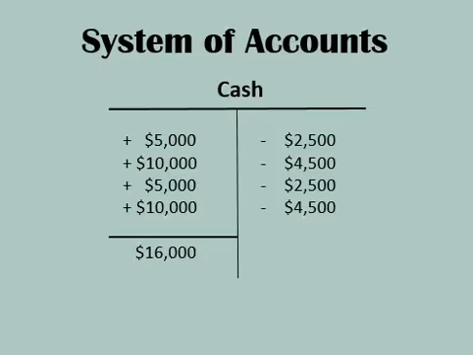Here we have a cash account with all of the increases listed on the left and all of the decreases to cash listed on the right. This makes it easy to calculate our ending cash balance, which in this case is $16,000. Businesses keep track of accounts using computerized systems, but we're going to learn accounting by looking at simple accounts like this one, which are called T accounts.